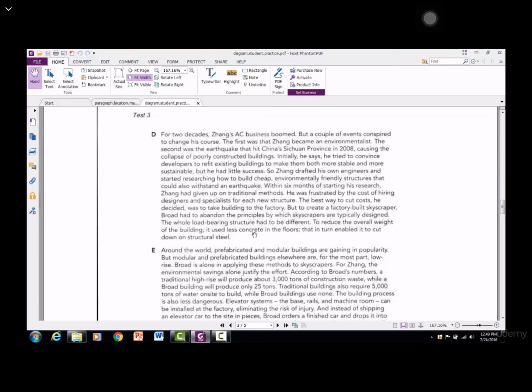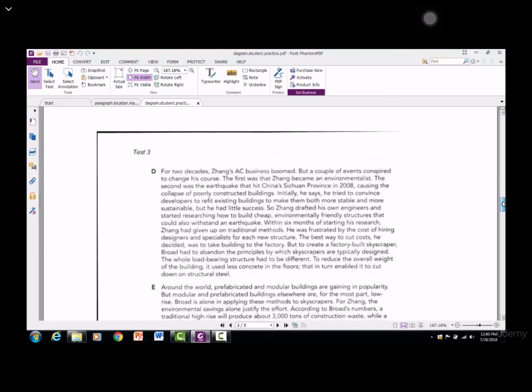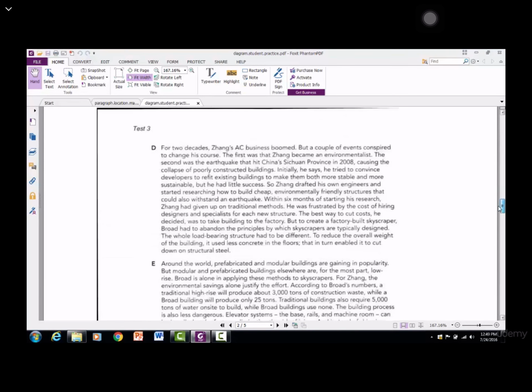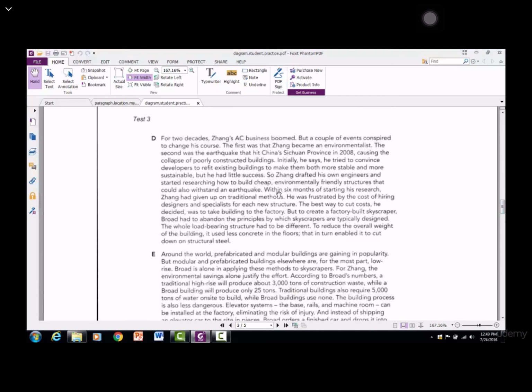All right, now I want you to make a note of something. Numbers 19, 20, and 21 were all in paragraph B. Then it skipped paragraph C, and the last answer is in paragraph D. So you see how that is, right? It doesn't have to go paragraph by paragraph. So you have to be aware that it's possible for it to skip over a paragraph.